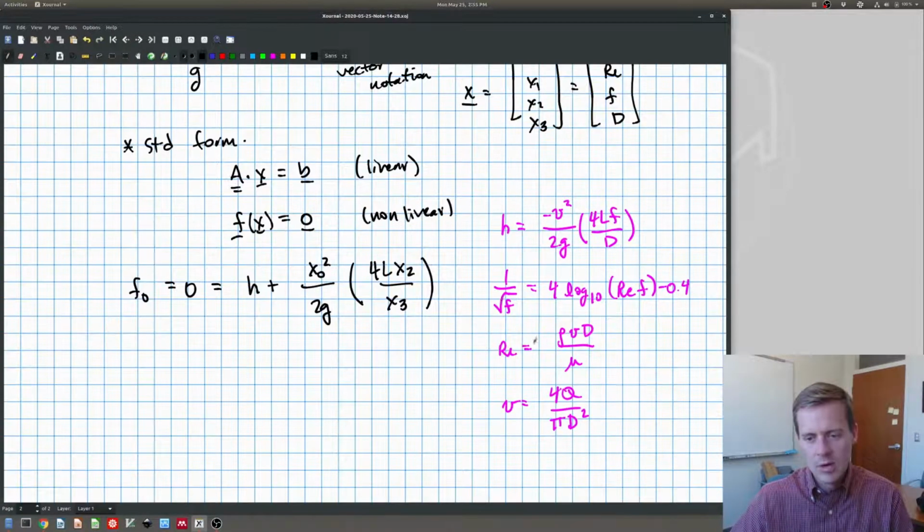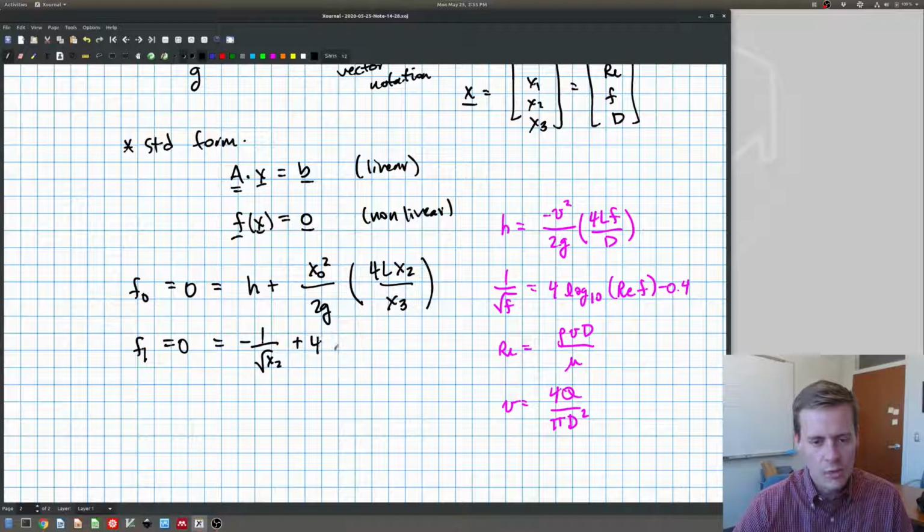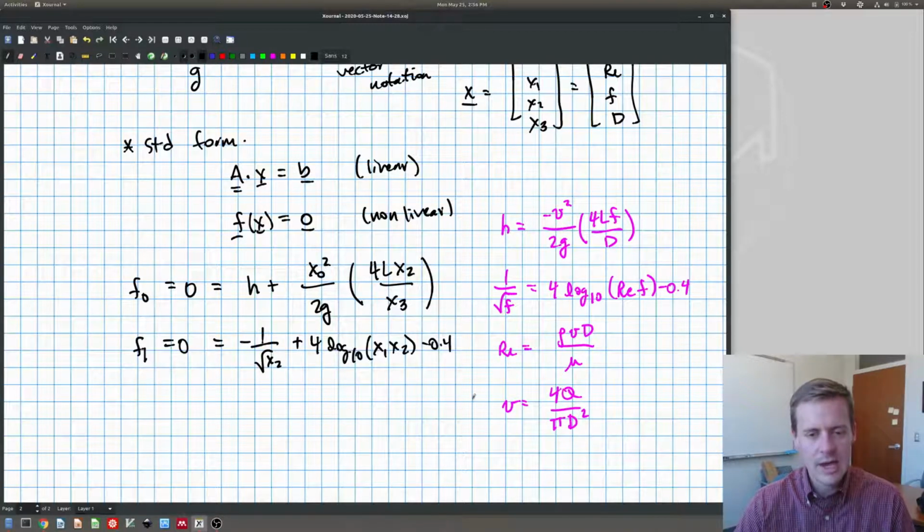But that's only f0. Now I need to do f1. So let me write f1 down. f1 equals 0, and let me copy this over. Now I'm going to move this one over to that side, or vice versa. So I'll have 1 over the square root of f, which up here is x2, plus 4 log 10 of the Reynolds number, which is x1, so x1 times the square root of x2, minus 0.4.